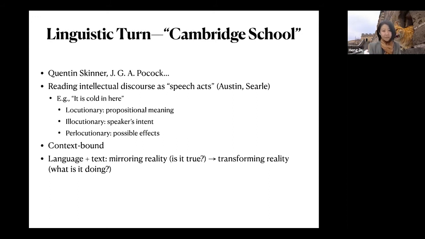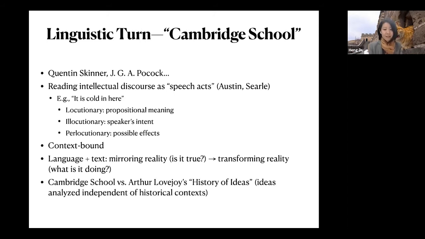So Cambridge School historians, when they read the work of Machiavelli and its reception history, are no longer just concerned with what its text is, what its propositional meaning is, and what reality it's describing. They're asking how a work like this is trying to transform reality in one way or another.